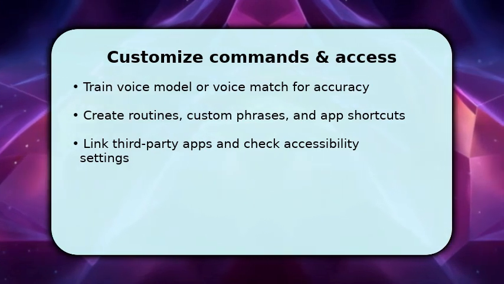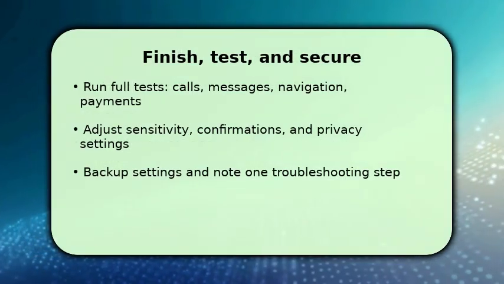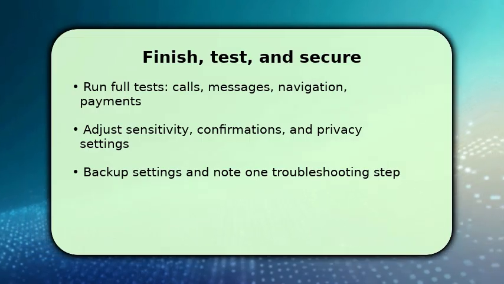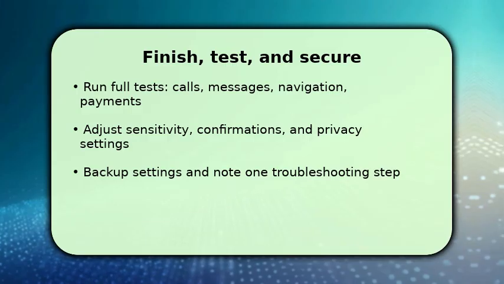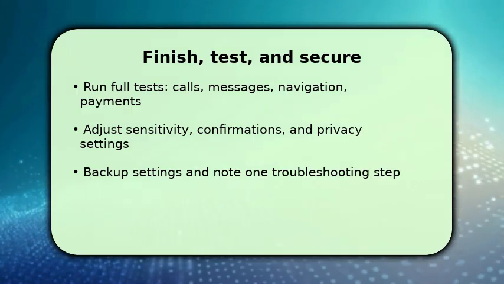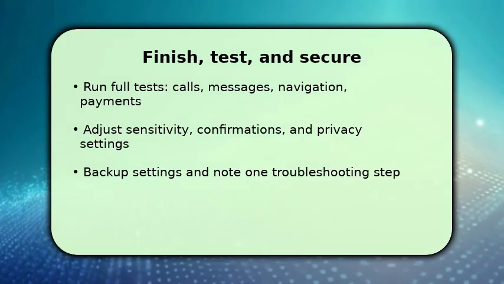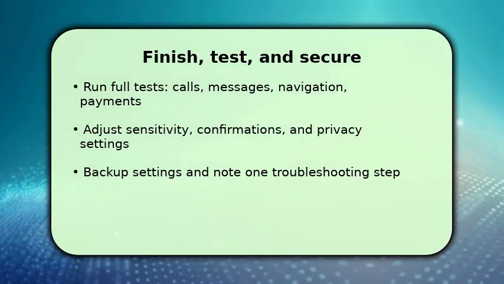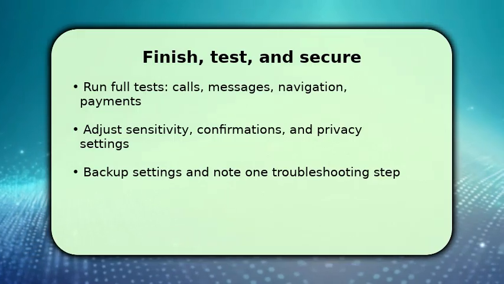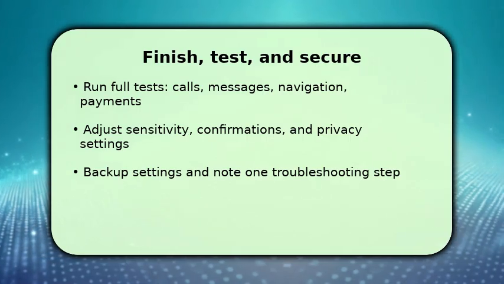You finish by thoroughly testing common tasks. Place a call, send a message, start navigation, and, if enabled, perform a payment flow. Make sure to adjust microphone sensitivity and confirmation prompts to avoid accidental actions. Reduce risk by requiring confirmation for sensitive tasks. Back up your assistant settings to your account so you can restore them later. If something goes wrong, the key troubleshooting tip is: restart the assistant service and microphone permission, then rerun voice training.